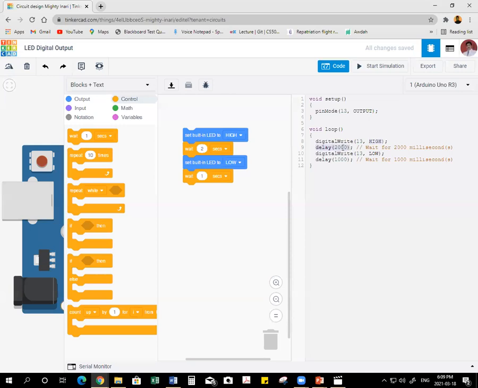I told you 2 seconds. Here 2000, because in the program the delay is always in milliseconds, so 2000 means 2 seconds. Now again digital write 13 low. Each block has one program statement here. Digital write on the same 13th pin we are giving low, means no voltage, means the light has to be off. For delay, 1 second, that is 1000 milliseconds.